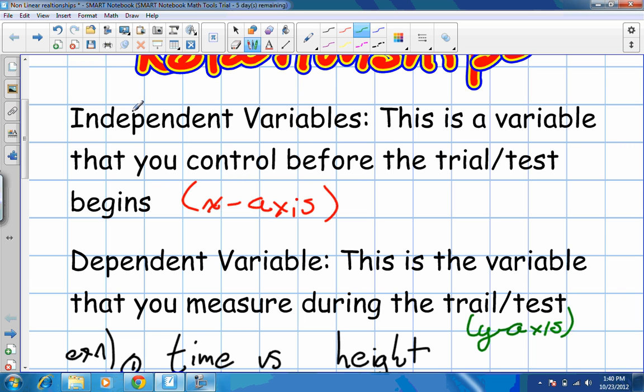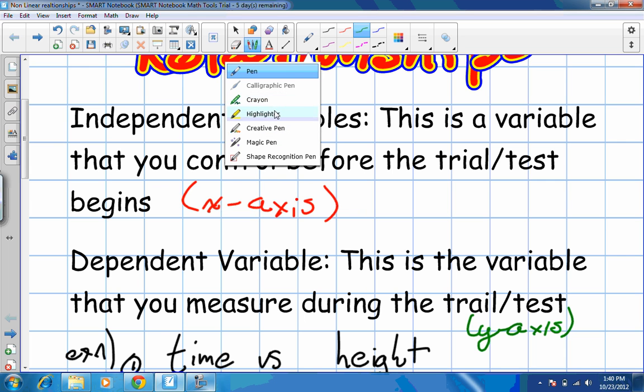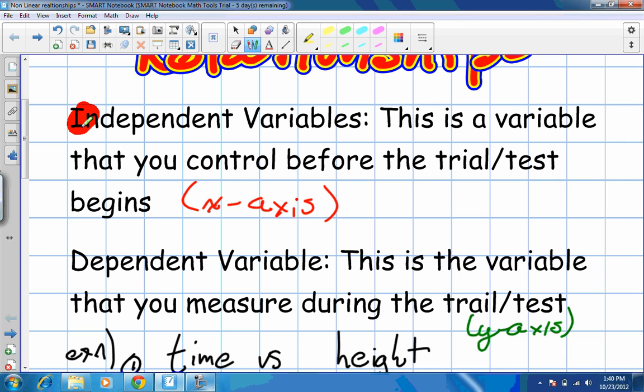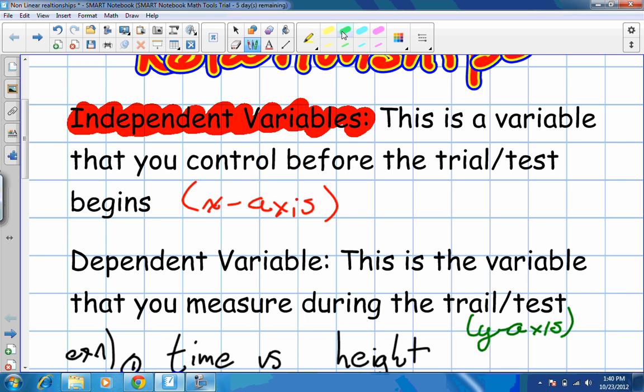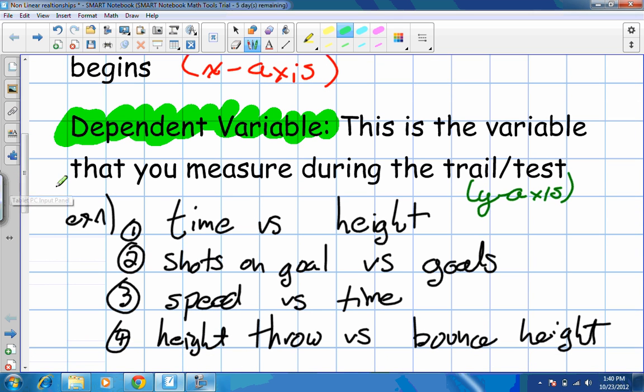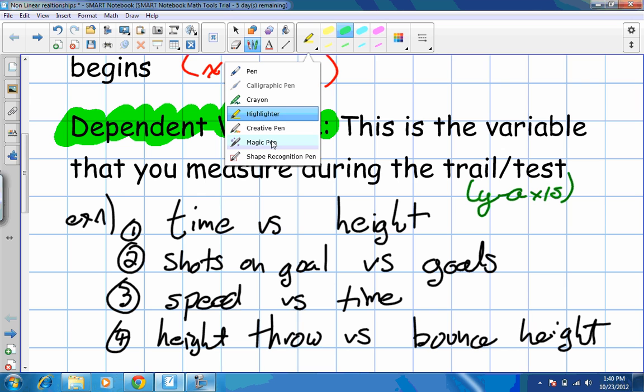So what we're going to practice doing here is go through a couple examples. I'll just highlight these so that they're similar to what we've done. Independent is x, and dependent is on our y. We're going to go through a couple examples and try to define whether it is independent or dependent. So we have 4 examples here. I want you to think about these before you blurt out an answer.